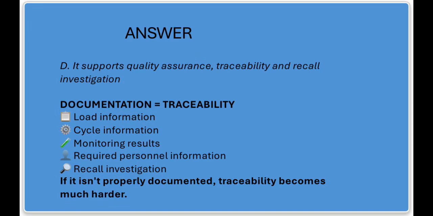The correct answer is D. It supports quality assurance, traceability, and recall investigation. Documentation provides traceability. It's there if there is a sterilization failure or recall. Records can help identify the affected load and items and support the facility investigation and response.